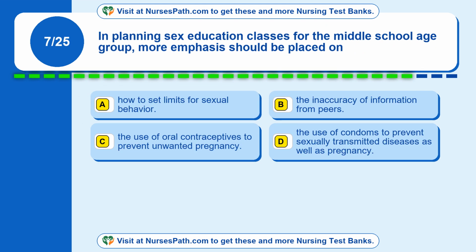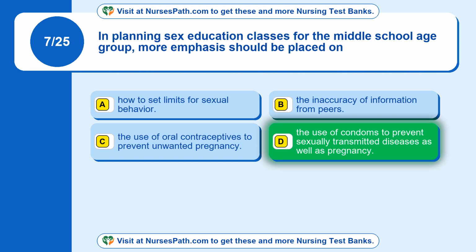Question 7. In planning sex education classes for the middle school age group, more emphasis should be placed on: Option A. How to set limits for sexual behavior. Option B. The inaccuracy of information from peers. Option C. The use of oral contraceptives to prevent unwanted pregnancy. Option D. The use of condoms to prevent sexually transmitted diseases as well as pregnancy.